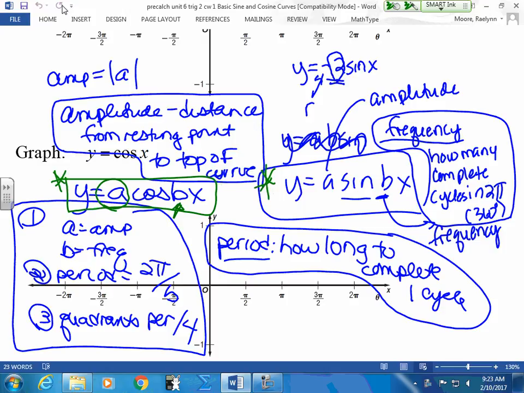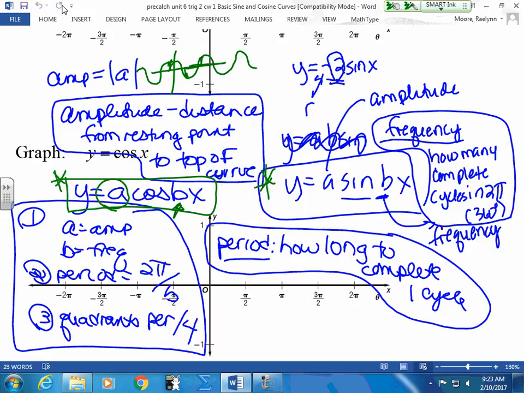Okay, again, amplitude can never be negative. That's why we take the absolute value. If there's a negative in front of it, it's a reflection. Your curve goes like this. Like this. So now your amplitude is from here to here. The distance from the resting point to the top of the curve.